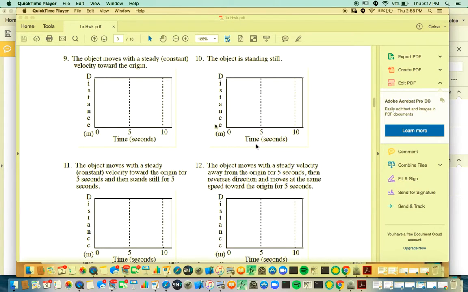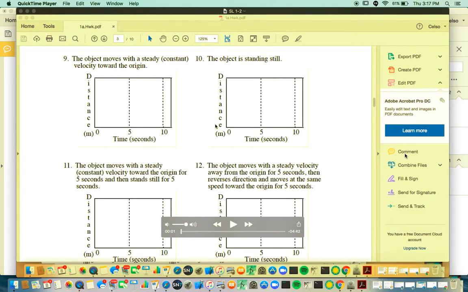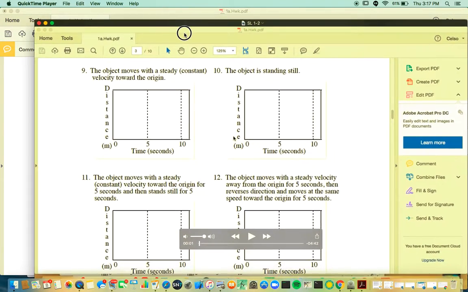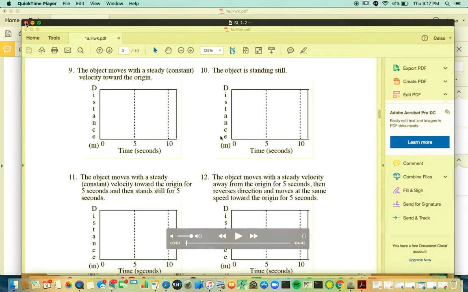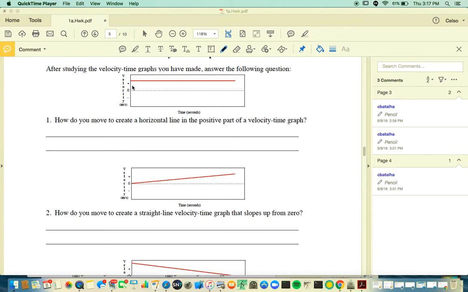Back to the exercise. I'm not sure. Wait a second. Okay, back to the exercise. I think that's where we were. Something is not correct here. Wait a second.